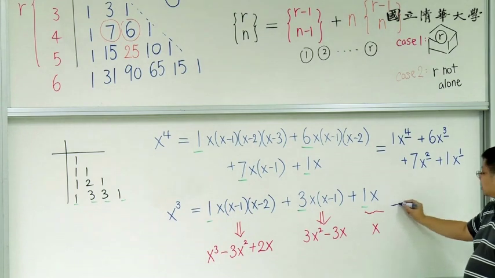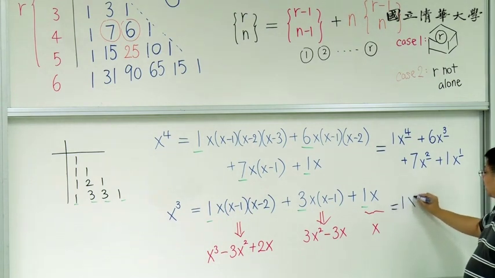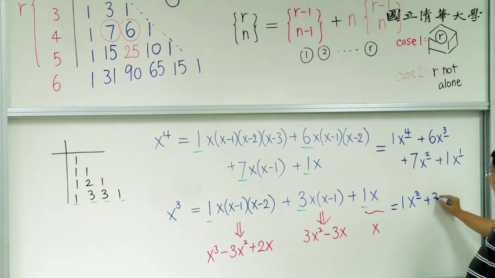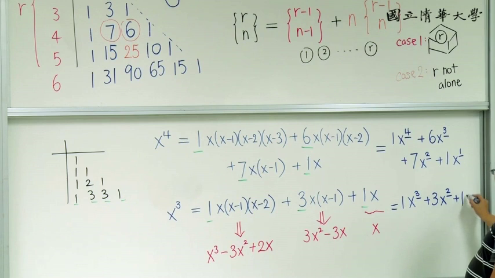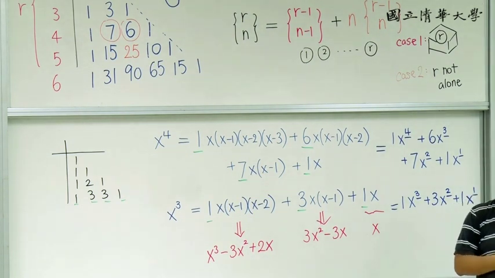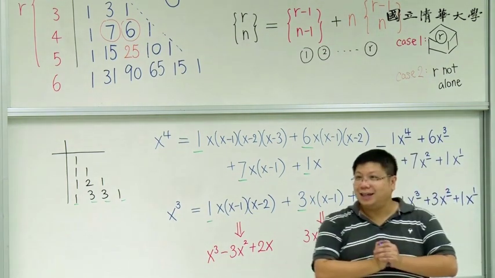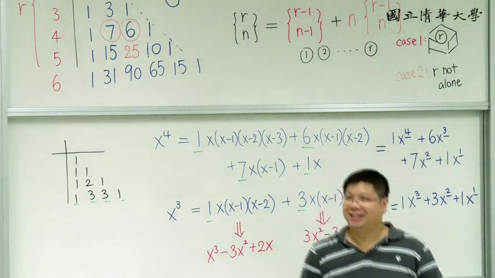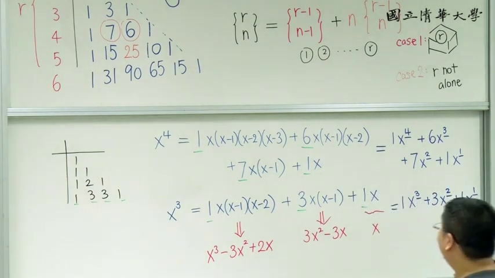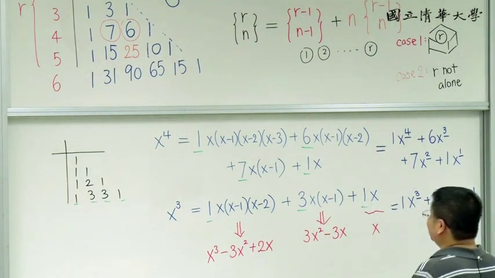And then for this one, this is equal to 1 times x to the power 3 falling, plus 3 times x to the power 2 falling, plus 1 times x to the power 1 falling. So this is a very nice representation. Okay, now, why is it correct?